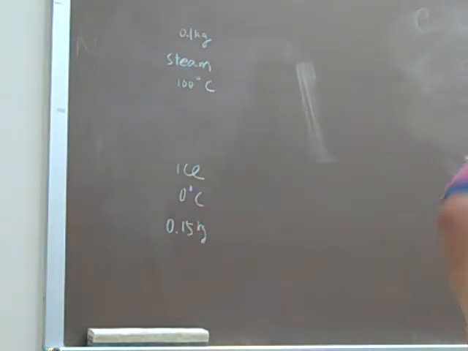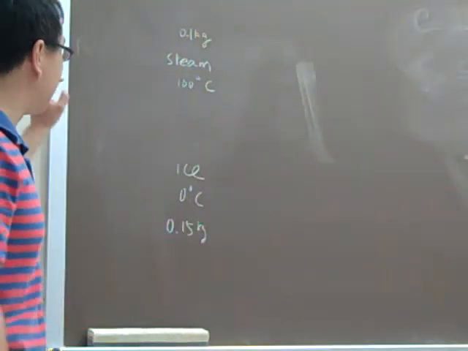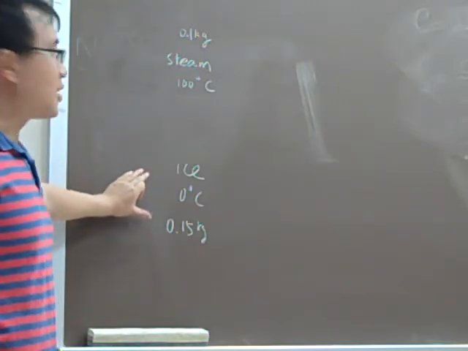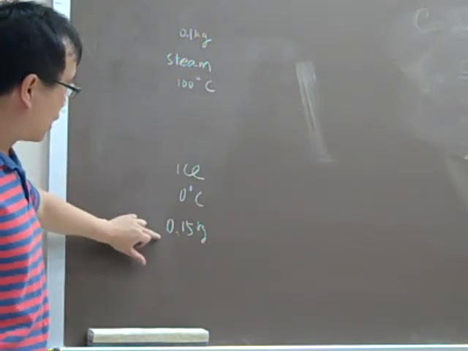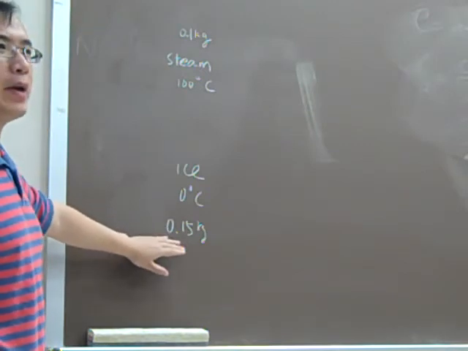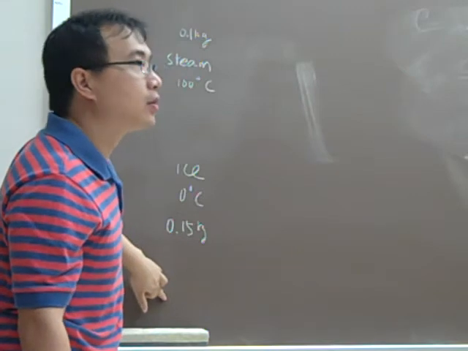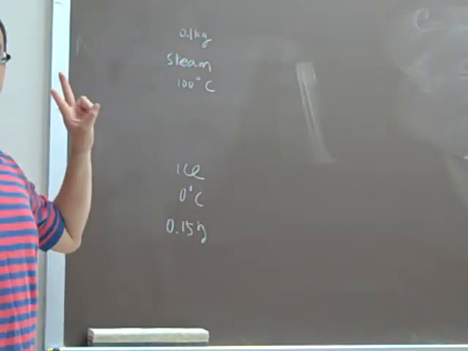Okay, so for this problem it's a little bit more complicated. Before you can write down the equation, you probably need to do some pre-calculation to determine what's going to happen here, because there are two possibilities when you mix some steam and ice with arbitrary mass, because it depends on the ratio of the two masses here.